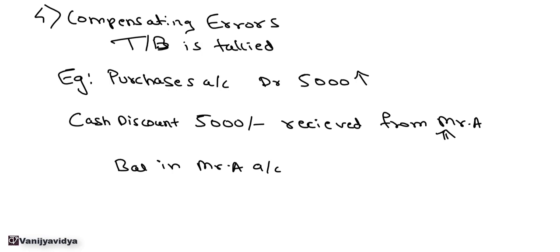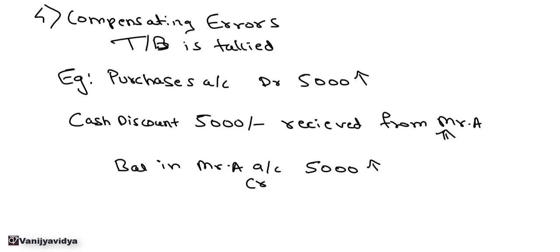So this entry ideally by cash discount should have been credited to Mr. A's account. But since it's not posted in Mr. A's account, what has happened is balance in Mr. A's account is showing a credit balance of 5,000 that is payable to Mr. A. But in reality, this amount is not payable to Mr. A. This has been received, we have received a cash discount for this amount.